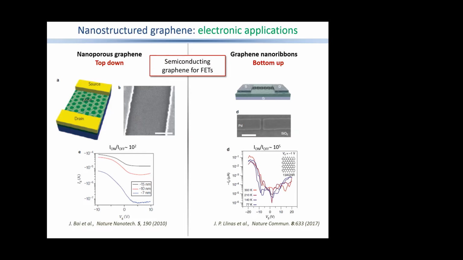By doing that, you will increase the on-off ratio of a transistor if you are able to make a transistor out of graphene, because you know that graphene is a semi-metal, so you cannot really switch it off. If you induce a gap, you would be able to switch it off, but if the gap is small enough, at room temperature you're still having some current. And that's what happens if you nanostructure graphene with top-down techniques.